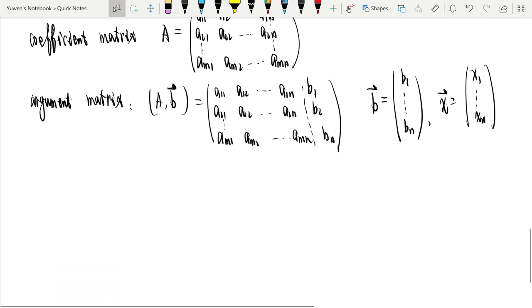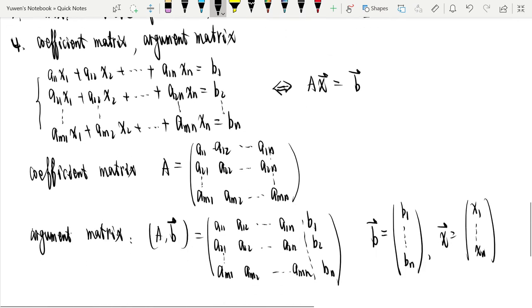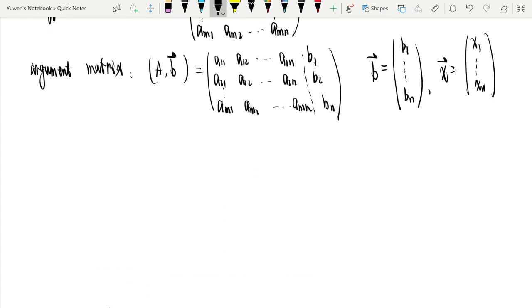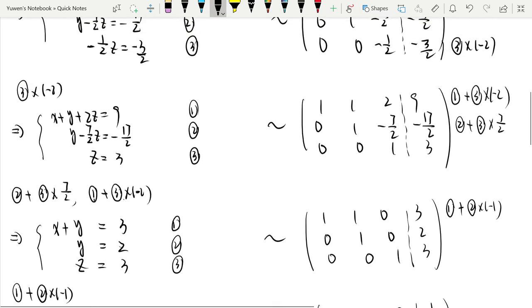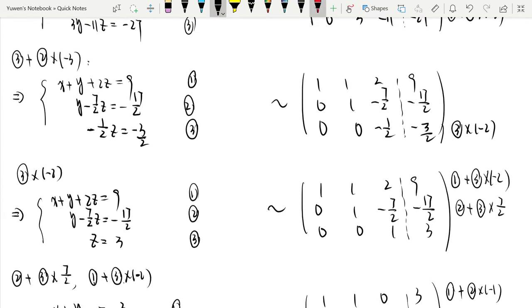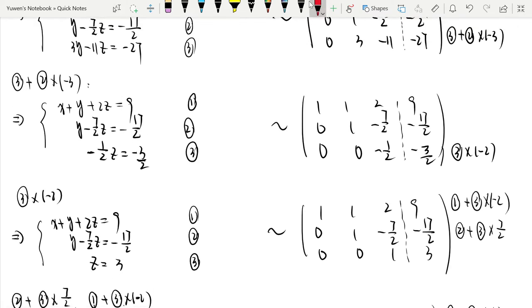And there are two other concepts we call the row echelon form and the reduced row echelon form. What is the row echelon form? The row echelon form is like this. Here is the row echelon form.